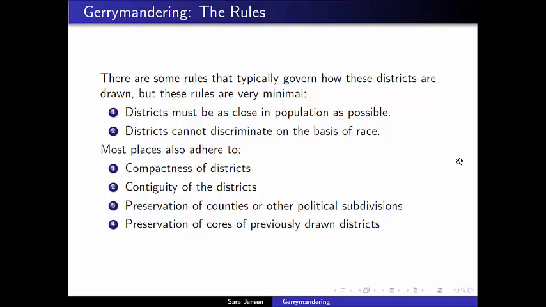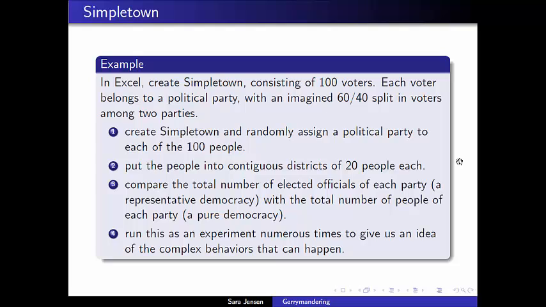Occasionally, we want to preserve natural features of the state or the region that we're representing, and we may want to preserve, to the best of our ability, the boundaries of previously drawn maps. Those are all things that occasionally get brought up with gerrymandering. None of them is a rule, but they are practices that tend to be followed in different places to different extents.